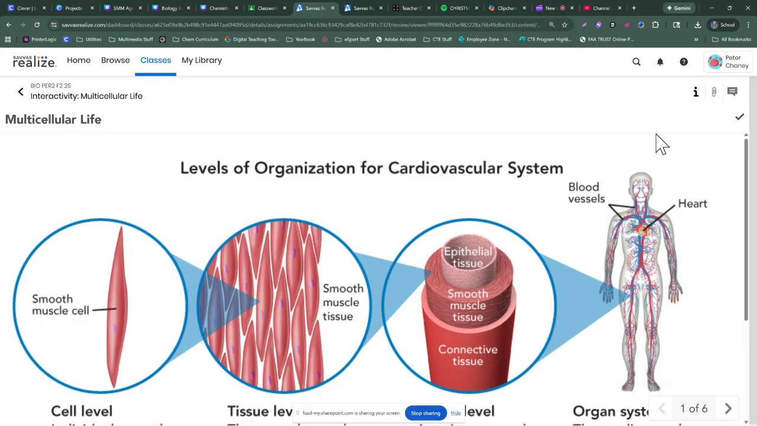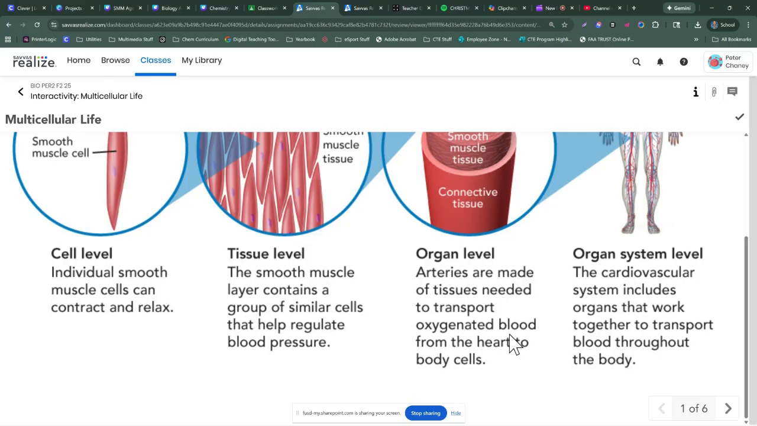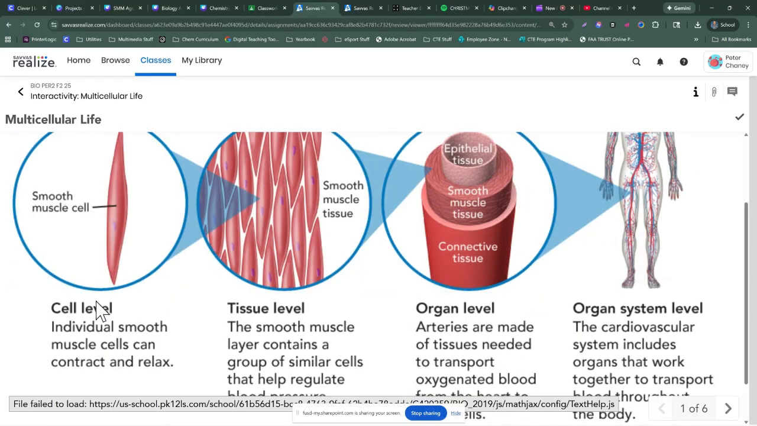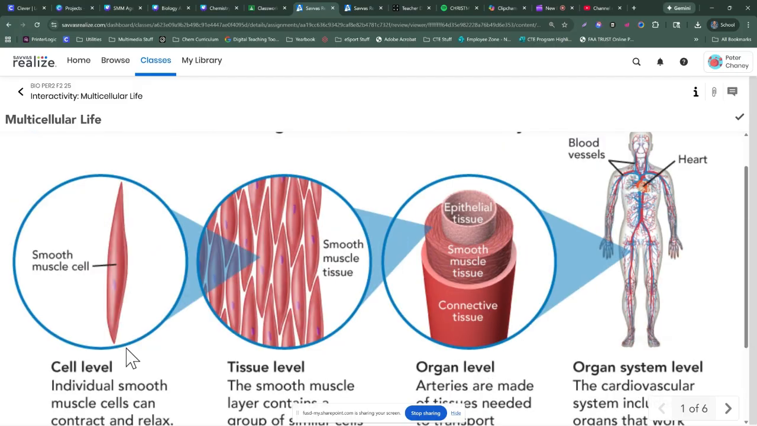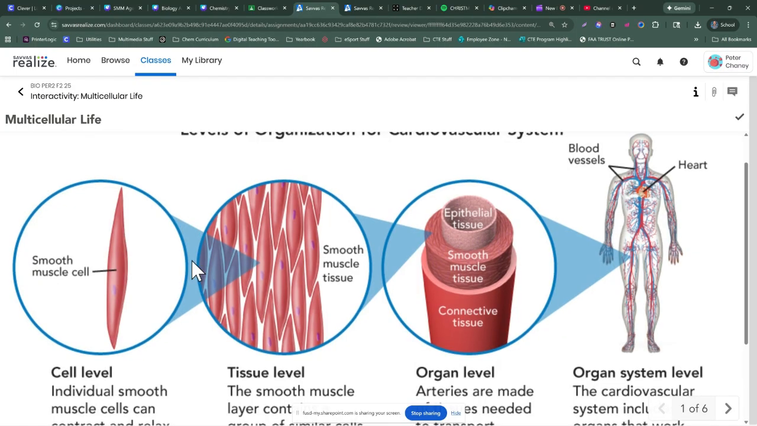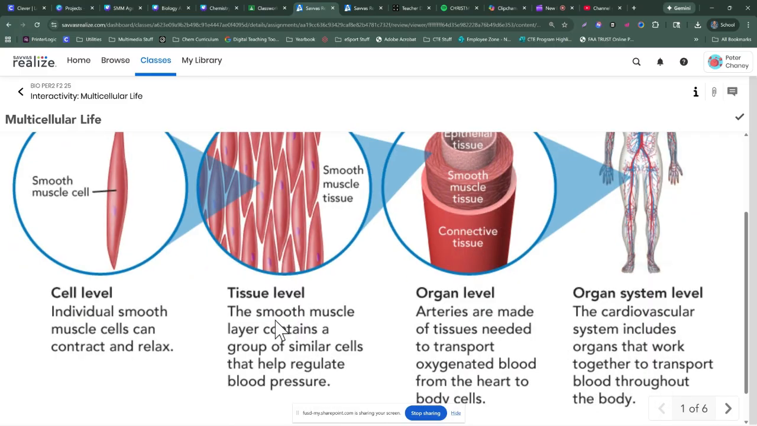All right, so the multicellular life, we have levels of organization for our cardiovascular system. So what they're showing us here, we have 6 slides that we're going to be going through. So we have a smooth muscle cell. So this is the cell level. It's an individual smooth muscle cell that can contract and relax. And then the next level we go to is tissue level. So from cell to tissue. So the smooth muscle layer contains a group of similar cells that help regulate blood pressure.